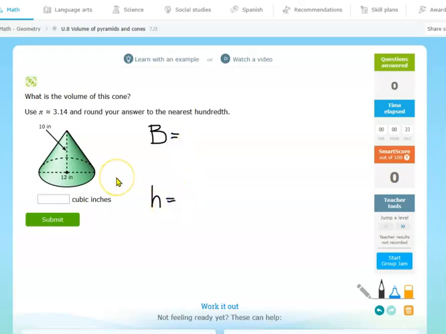Okay, so we've got a cone. It says, what is the volume of this cone? Use pi equal to 3.14 and round your answer to the nearest hundredth. Let's start with height because height is just going to be a number in the picture. The height here is the 10. It's that vertical distance from the vertex down to the base.